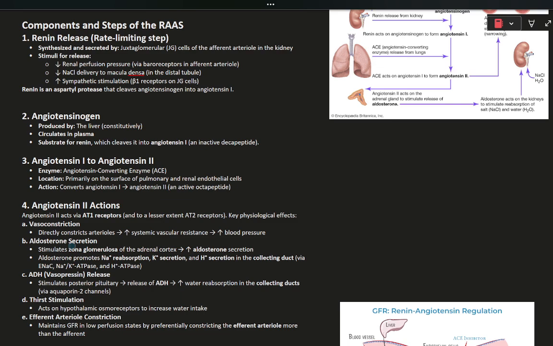There is also going to be aldosterone secretion. The aldosterone secretion occurs when the zona glomerulosa of the adrenal cortex is stimulated by angiotensin 2, and this leads to increased aldosterone production and secretion.